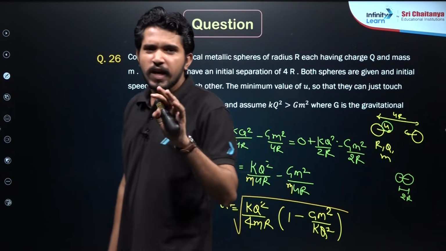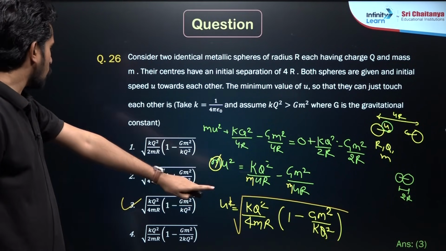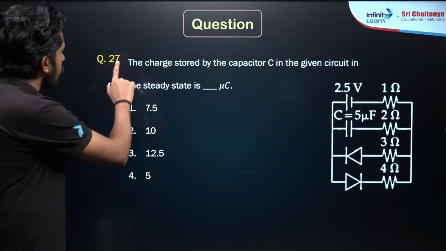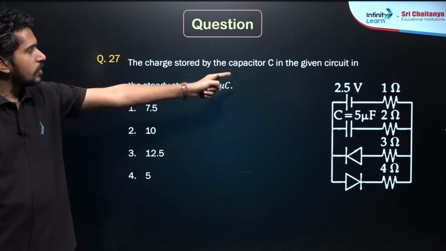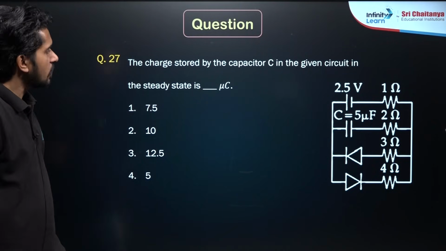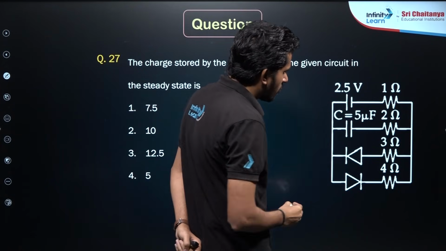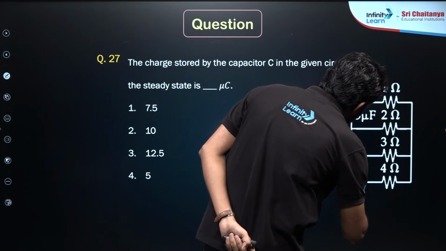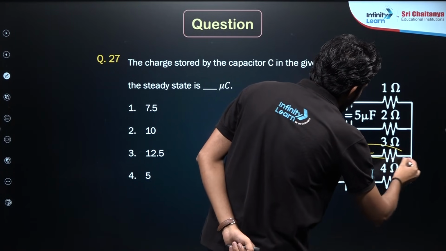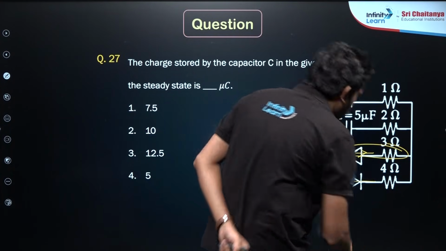Now we are approaching the second problem, that is question number 27. Third is the correct answer for the previous one. In the 27th question: the charge stored by the capacitor C in the given circuit in the steady state is in microcoulombs. In steady state we know that no current can flow through the capacitor branch, so it will behave like a wire.